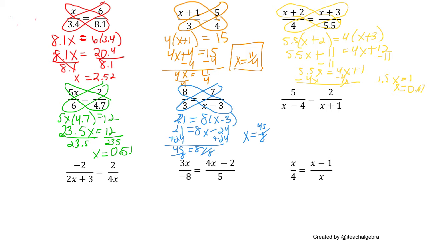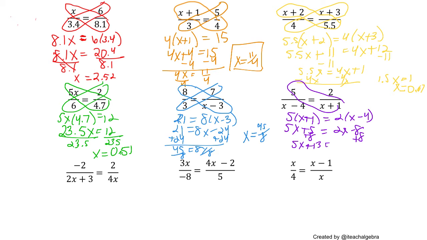Last one. Go and do it. All right. Got 5 times x plus 1 equals 2 times x minus 4. We distribute. 5x plus 5 is 2x minus 8. Let's add 8. 5x plus 13 is 2x. Subtract 5x. And that's 13 equals negative 3x. Divide. And x is negative 13 over 3.